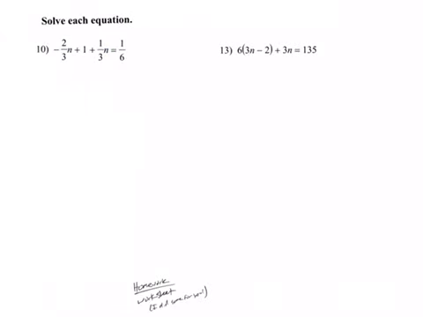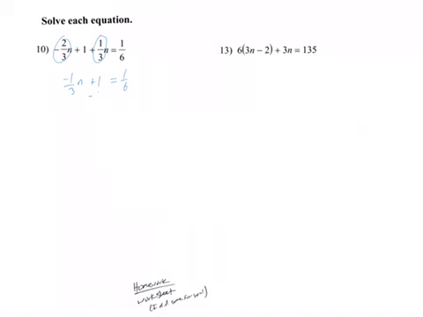Alright, a couple more here. Again, same instructions, just solve each equation. This one has fractions in it, which makes it maybe not quite as fun, but I'm noticing here that I have two different terms with n's in them on the same side, so I'm going to combine those together. If I have negative 2/3 and I'm adding 1/3, same denominator, so I can combine the numerators. Negative 2 plus 1 is going to give me negative 1/3 n plus 1 is equal to 1/6.